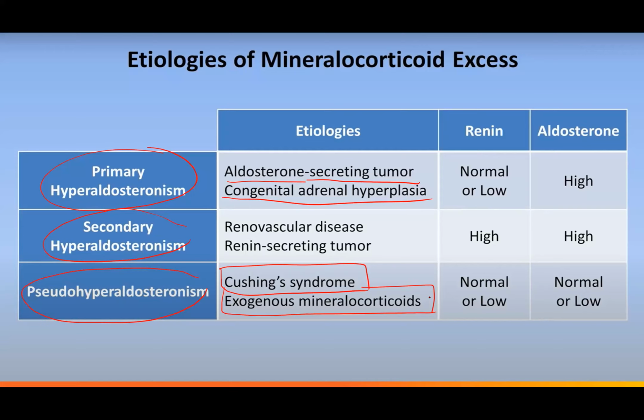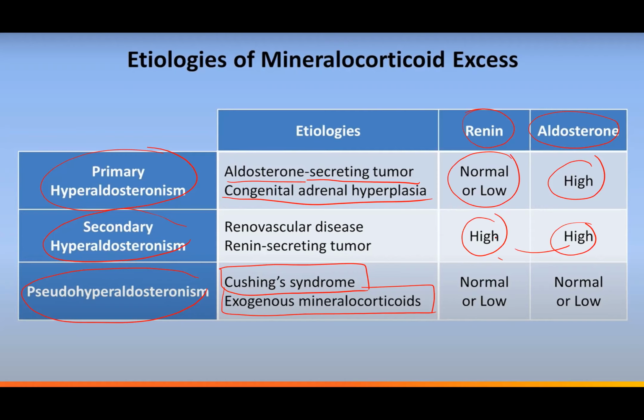Okay, how do I differentiate them? Look at the renin, look at the aldosterone in the blood. In case of primary hyperaldosteronism, aldosterone of course will be very high and renin will be suppressed. That's like a biofeedback inhibition, low or normal renin. In secondary hyperaldosteronism, the problem is more renin, so more aldosterone, both will be high. Whereas in pseudo-hyperaldosteronism, the excess hormone from outside suppresses both renin and aldosterone.